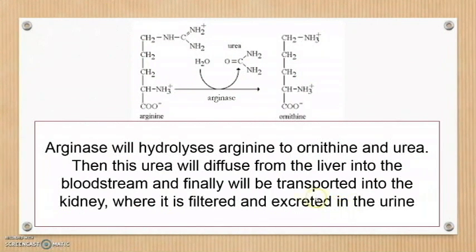So basically, in this step, we want to remove these two amino groups from arginine. When these two amino groups are removed and then combined with an atom of oxygen from water, it will form urea. And this urea will diffuse and be excreted in the urine.